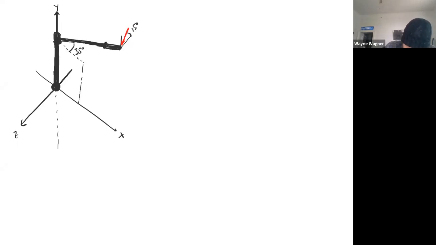Okay, I like this problem because it is hard. It's hard to visualize, and hopefully that means that if you can visualize this, you can visualize a lot of things that go into this class.